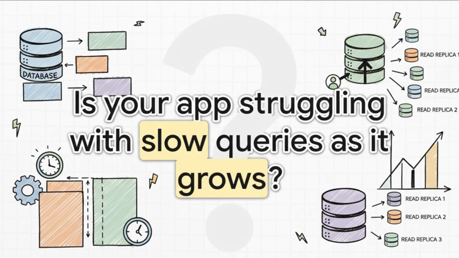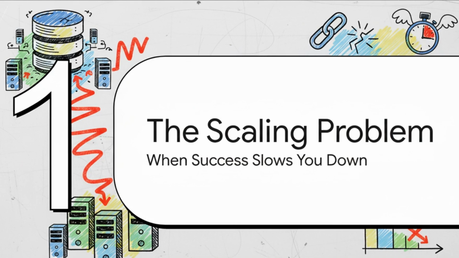So let me ask you something. Does this sound familiar? You've built this awesome app. Users are starting to pour in, they love it, but things are starting to get kind of slow. Queries are taking forever, and the whole experience just feels sluggish. This is the classic growing pains of a successful application. And that right there is the scaling problem. It's a fantastic problem to have.